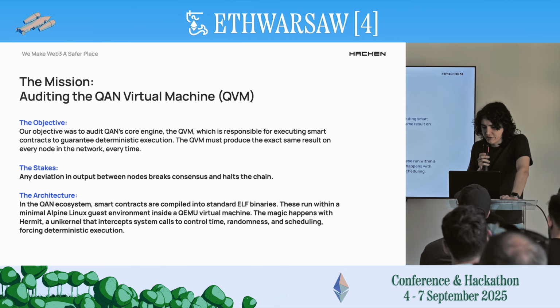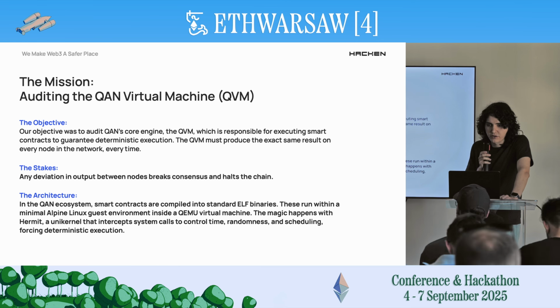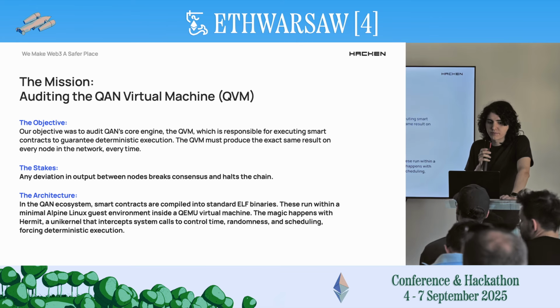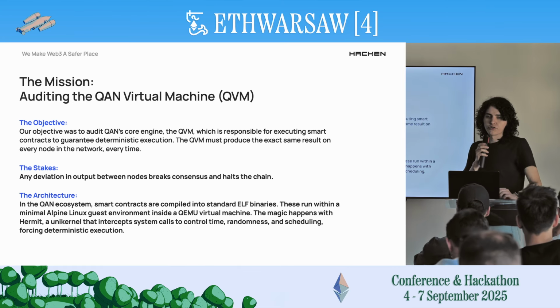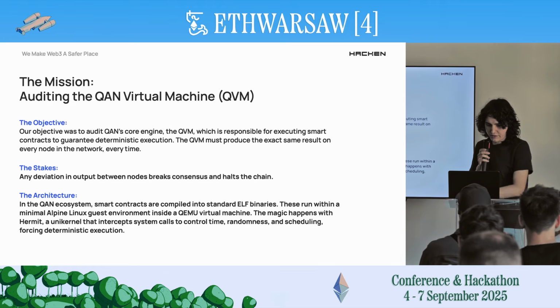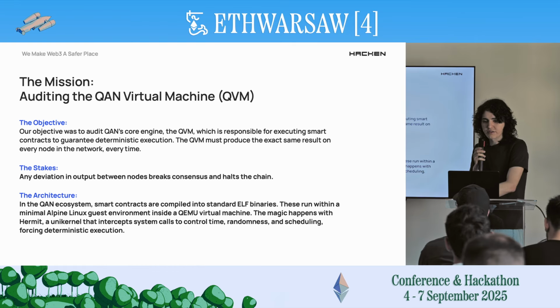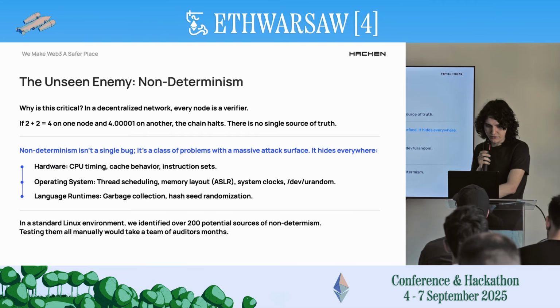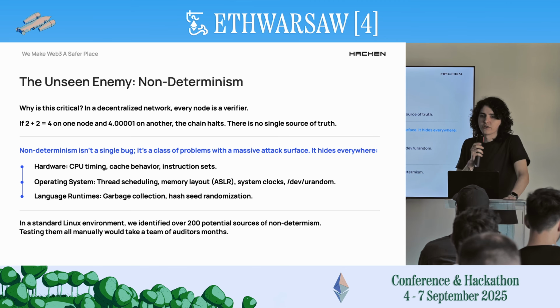But the problem with this is that if you want to have a smart contract running on the blockchain, it must be deterministic. So on every node, the outcome of the execution must always be the same. And this is actually quite a problem. I will explain in a second why and what could go wrong. But this was the task in general, to find all of the sources of non-determinism in their virtual machine, in their virtualization.